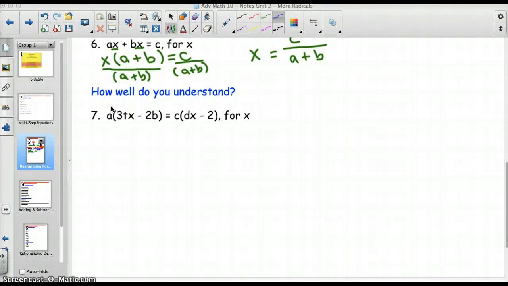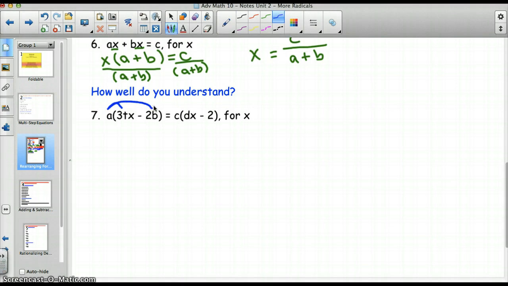Okay, the first thing that you're going to need to do is to distribute the a to both parts over here and the c to both parts over here to get rid of those parentheses. And I'm just going to write my letters in alphabetical order. So as I distribute, I get 3atx minus 2ab equals cdx minus 2c.